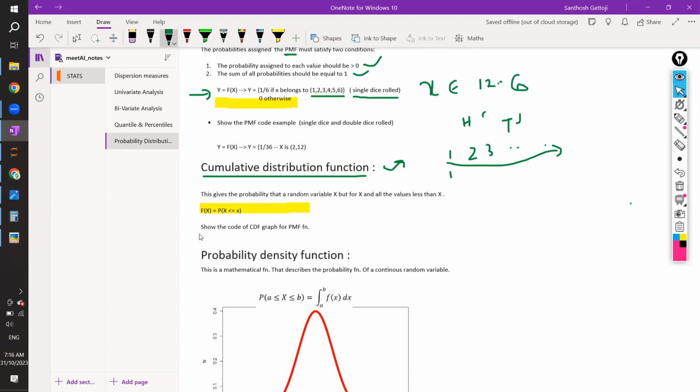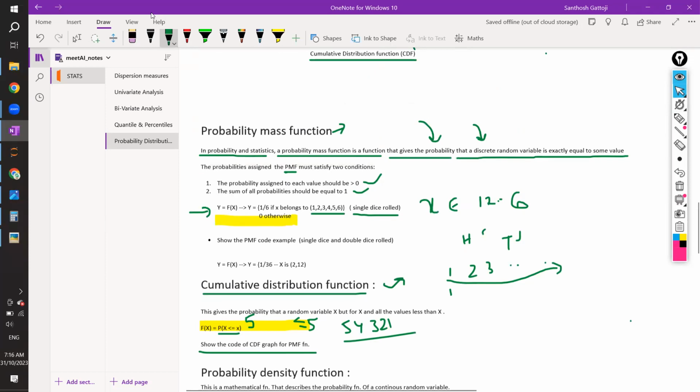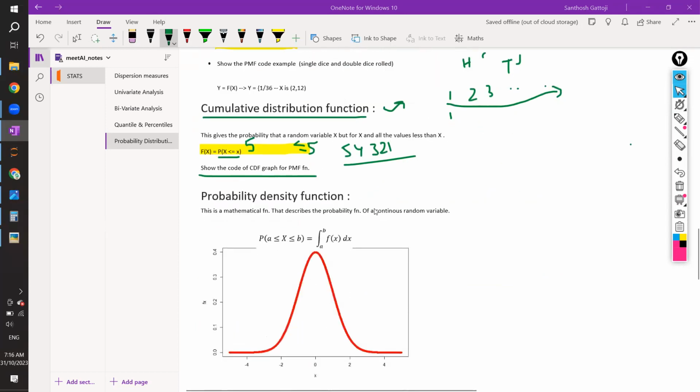So here this is a function. For the cumulative function, it will be the probability that x is less than or equal to x. If you consider the probability of 5, that means less than or equal to 5, that means 5, 4, 3, 2, 1. All these probabilities it will consider. Let me take a few seconds if you have any doubts till this point. Fine, Santosh.